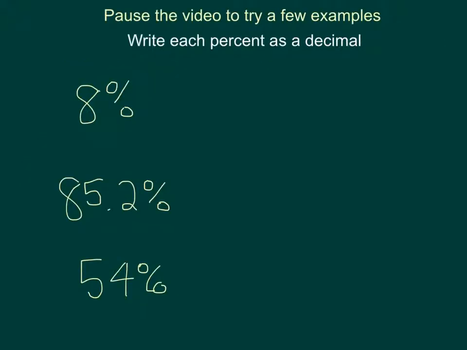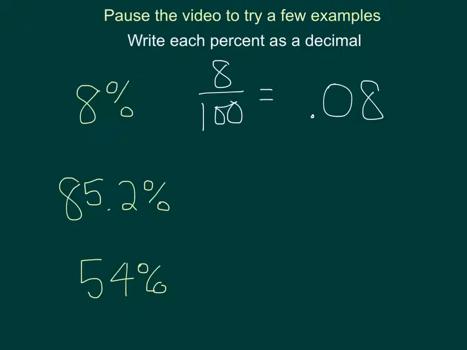Pause the video to try a few examples. Write each percent as a decimal. The first example is 8%. I'm going to use this example and I'm going to write it as a fraction first. So we have 8 over 100, and this is said as 8/100ths.